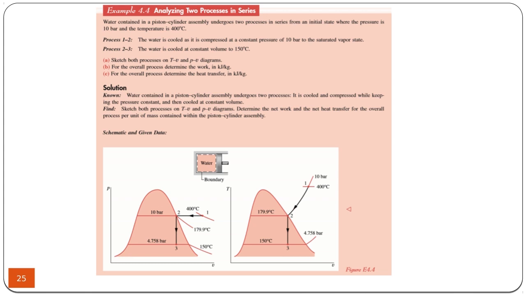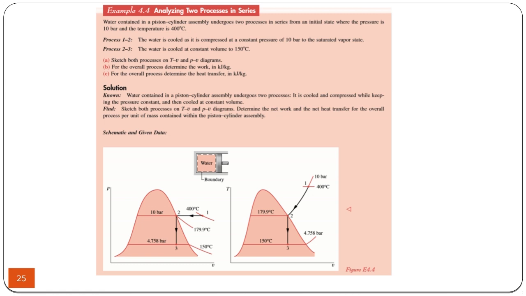Another example is regarding a piston cylinder system again, but this time we have three processes. In the first process, we have a constant pressure of 10 bar, and at a constant pressure, the piston is cooled down from 400 Celsius to 180 Celsius, which is the saturation.